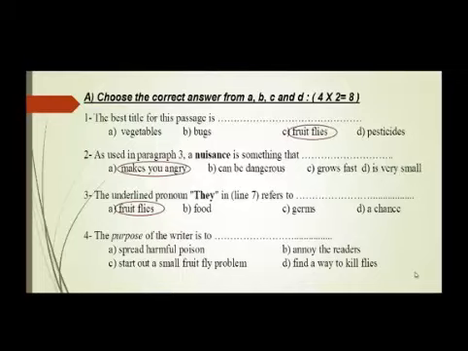Number 4. The purpose of the writer is to A. spread harmful poison, B. annoy the readers, C. start out a small fruit fly problem, D. find a way to kill flies. The answer is find a way to kill flies. This is the purpose of the writer.